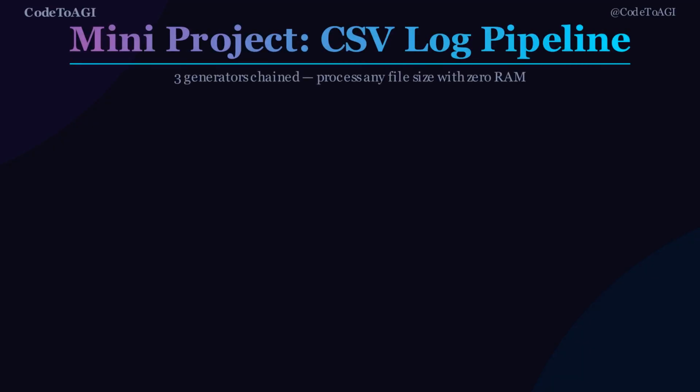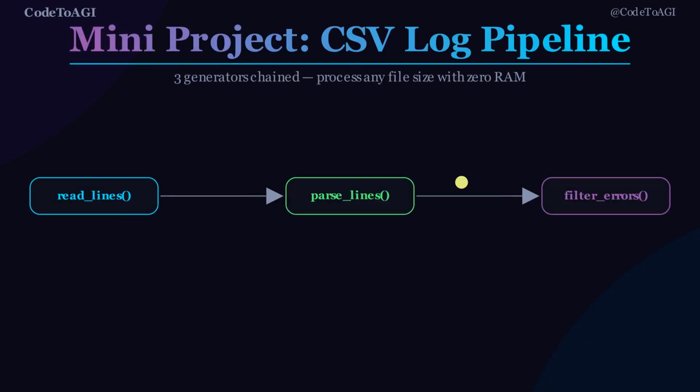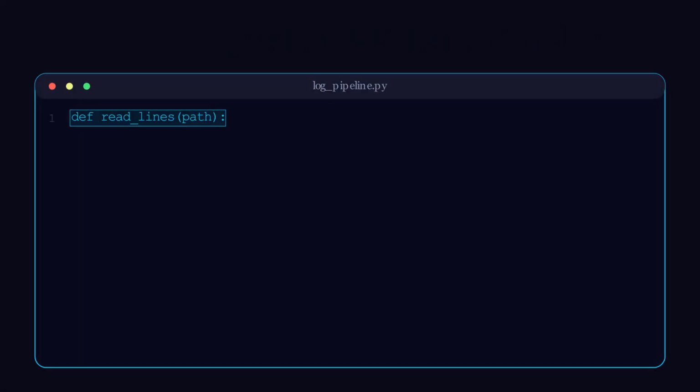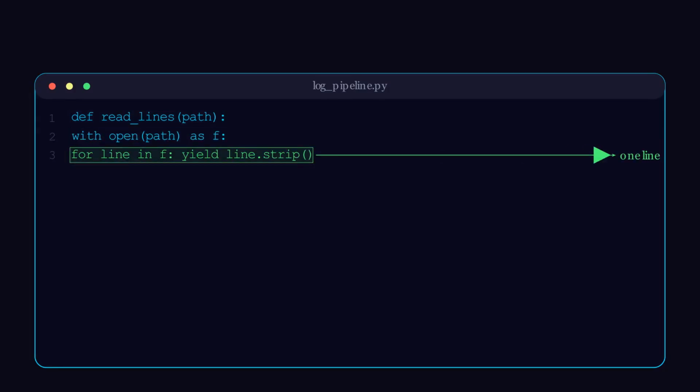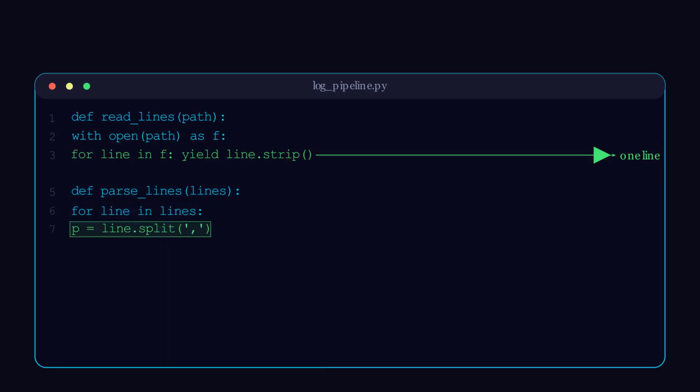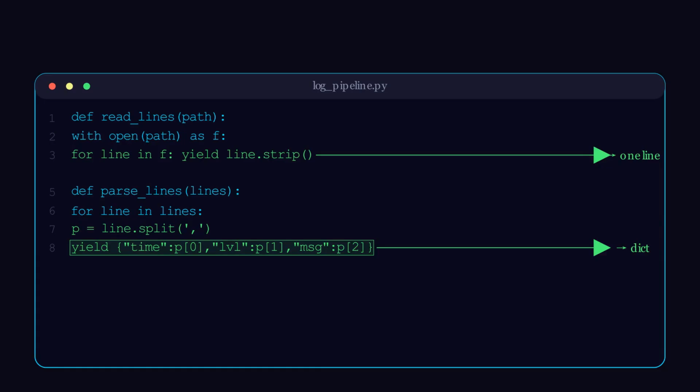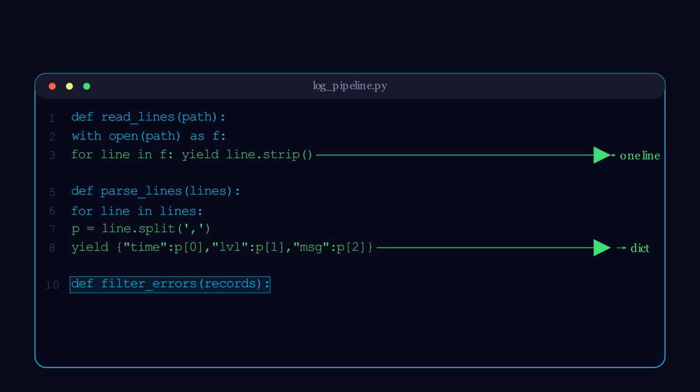Our mini project, a CSV log file processor using generators. 3 generator functions chained together like a pipeline. The read_lines generator opens the file and yields one line at a time. The parse_lines generator takes lines and yields parsed dictionaries. The filter_errors generator filters only lines where level equals error. We chain them. Each feeds the next. None of them load the whole file. The entire pipeline uses constant memory, even for a 10 gigabyte log file.